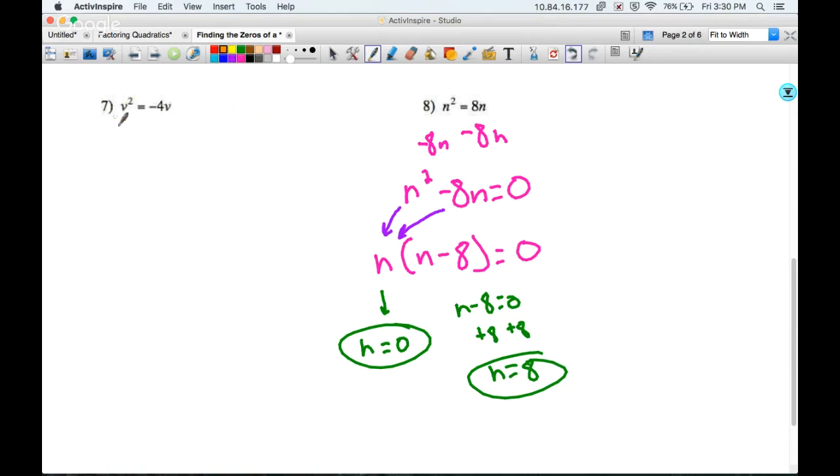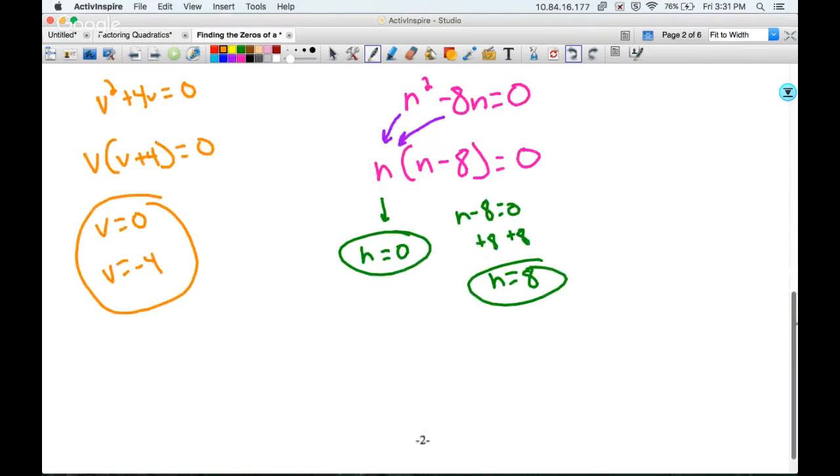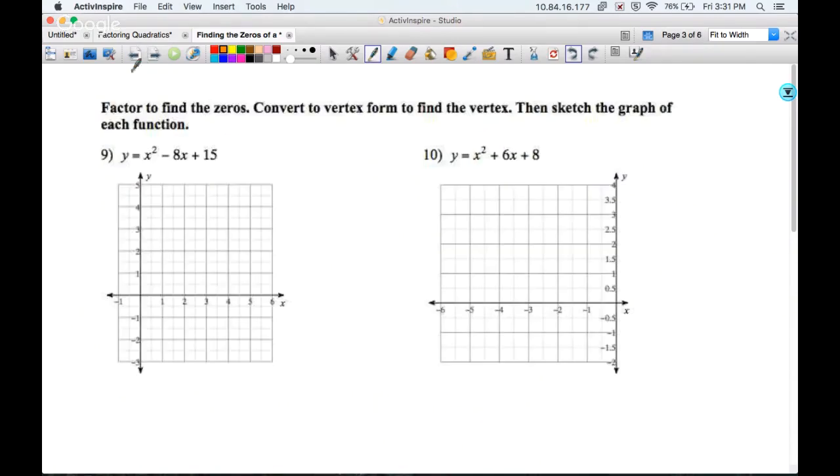Just because it's here, let's do number 7. Add 4v to both sides. We get v squared plus 4v equals 0. Factor in a v, and I'll get that v equals 0 and v equals -4. All right, when you don't have a coefficient, it's always the opposite of the second value here. This can be thought of as v plus 0.